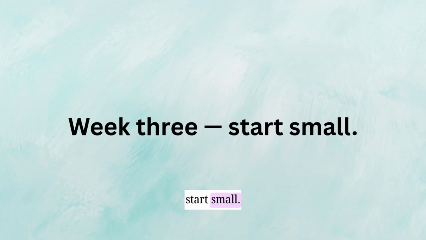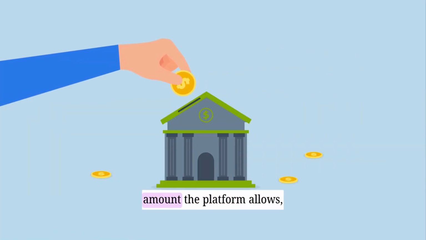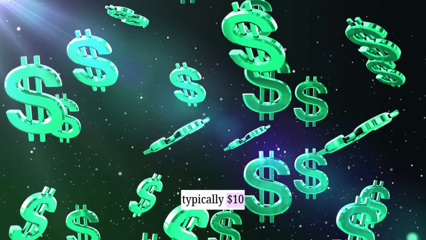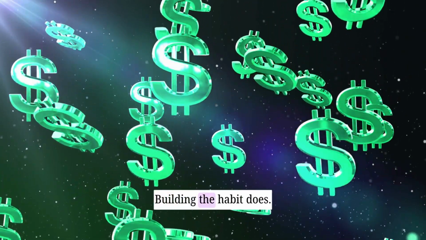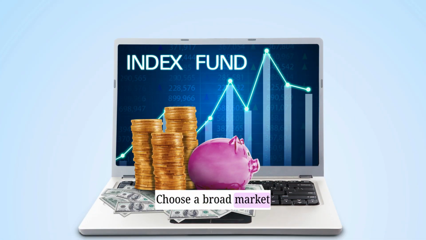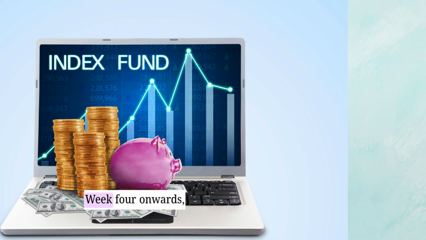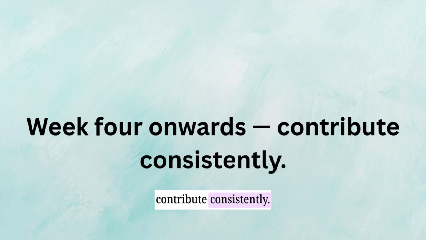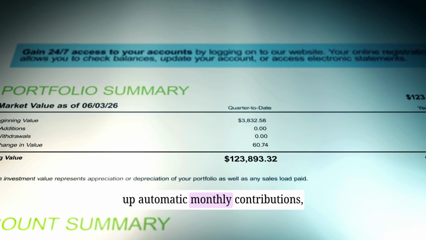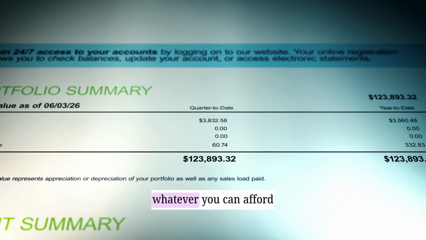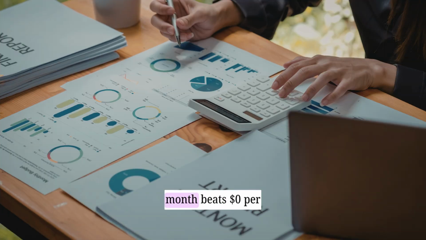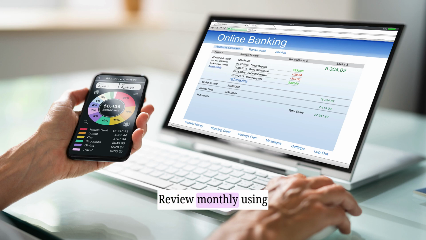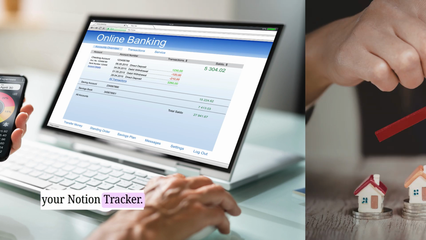Week 3, start small. Invest the smallest amount the platform allows, typically $10 to $50. The amount does not matter. Building the habit does. Choose a broad market index fund to start. Week 4 onwards, contribute consistently. Set up automatic monthly contributions, whatever you can afford without financial stress. $25 per month beats $0 per month every single time. Review monthly using your Notion tracker.